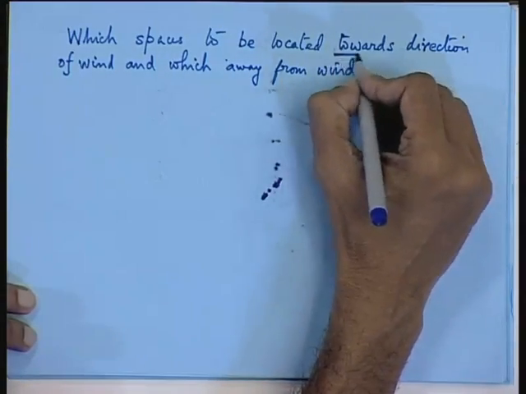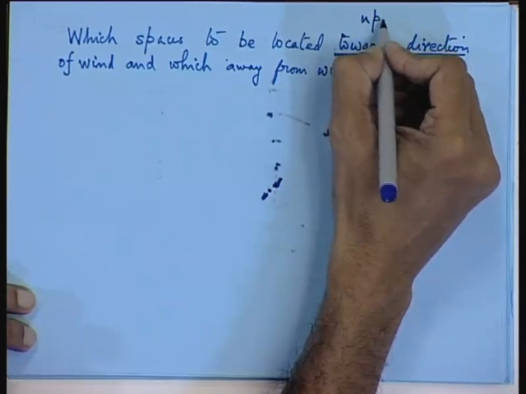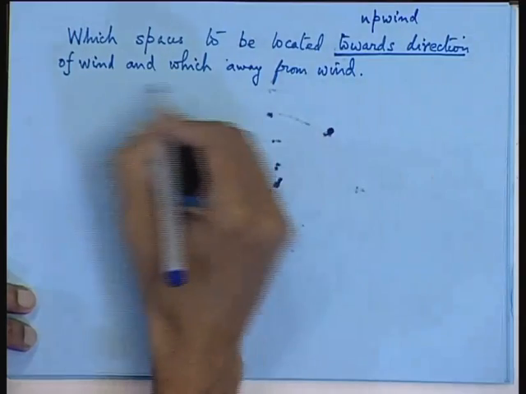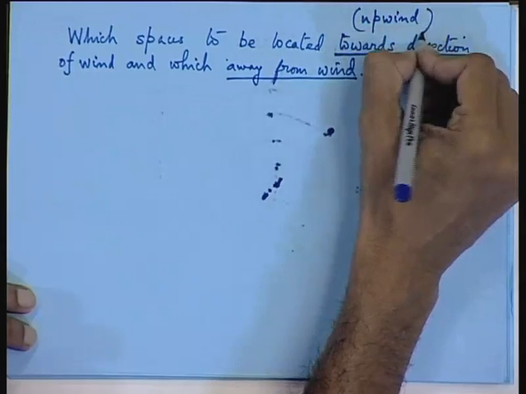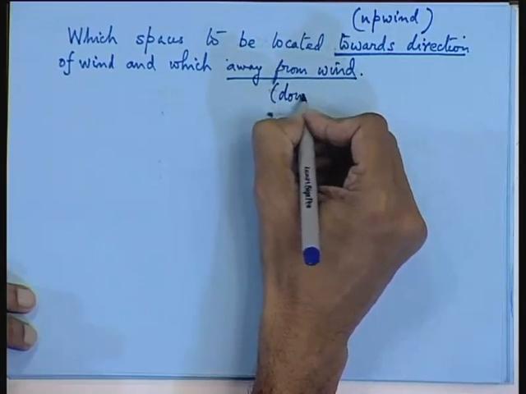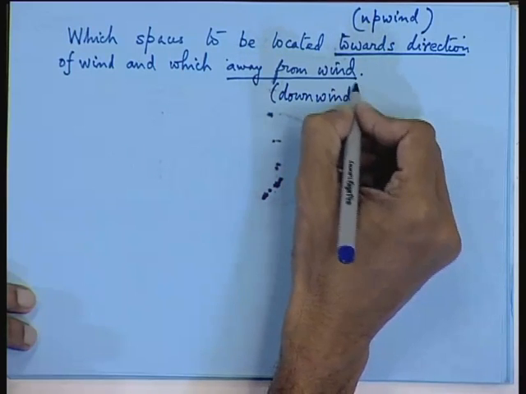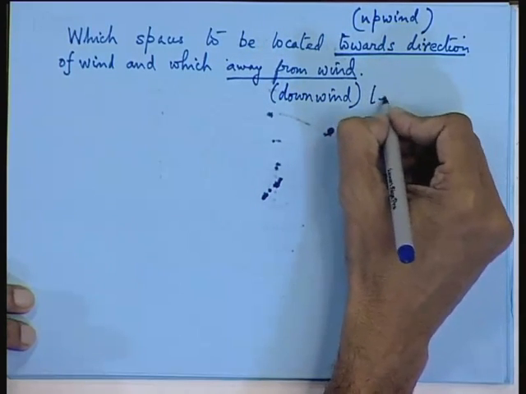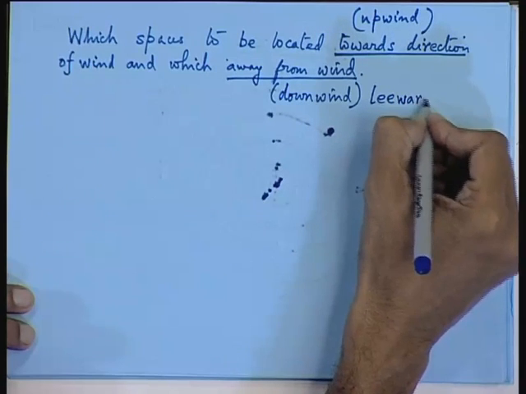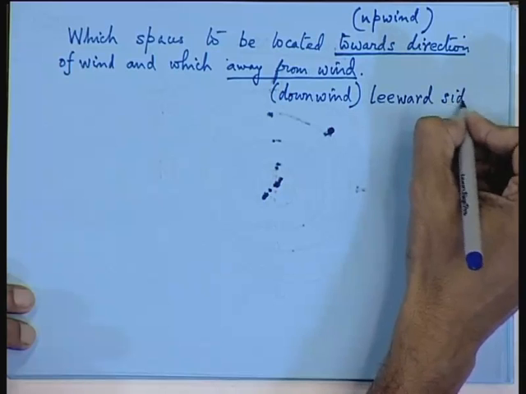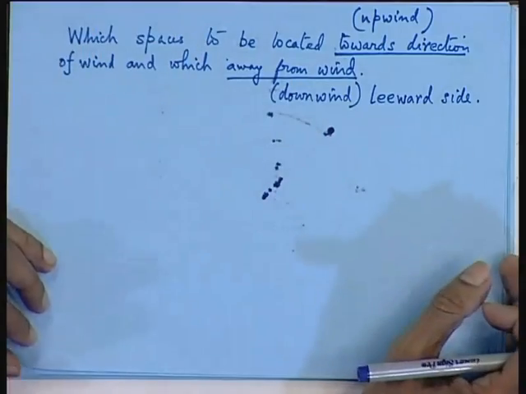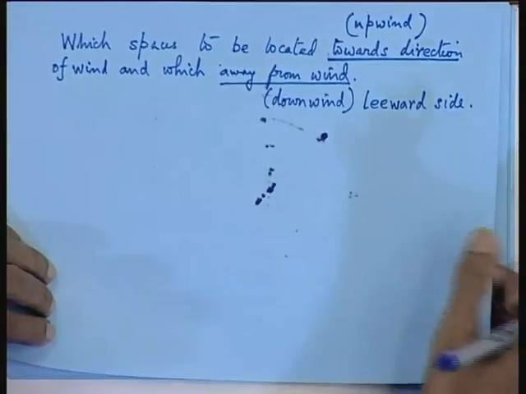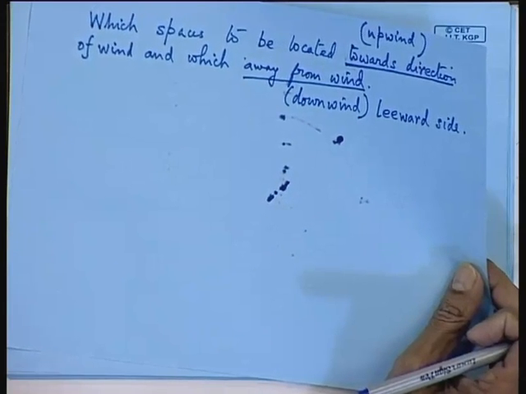So, towards the direction of wind is called upwind. And the other direction, away from wind, is called downwind, or sometimes the leeward side. When you happen to visit an offshore platform, you can see this. This lecture will give you a glimpse of what is in store if you visit a platform. So, downwind and leeward side.